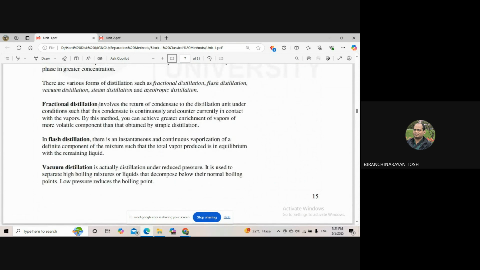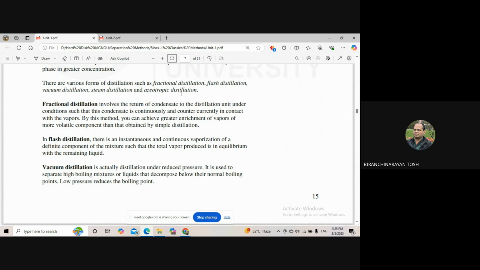So what is fractional distillation? It involves the return of condensate to the distillation unit under conditions such that this condensate is continuously and countercurrently in contact with the vapors.